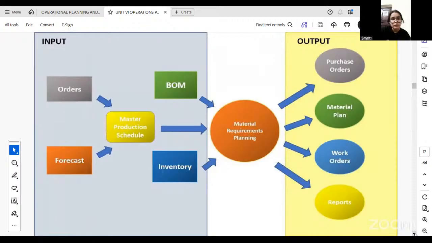Input BOM. This is a diagram. Yes, sir. BOM, orders, forecast, inventory, master production schedule, in material requirement planning. Output: purchase orders, material plan, work orders, reports.